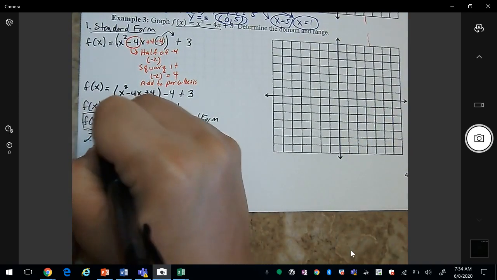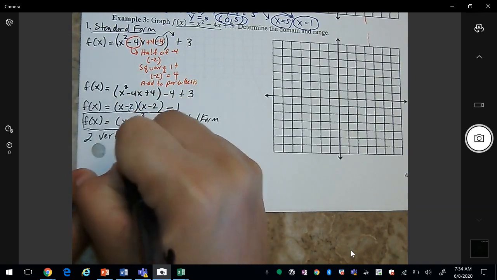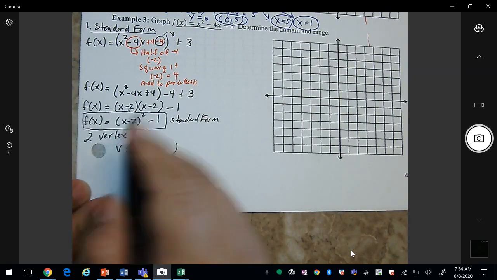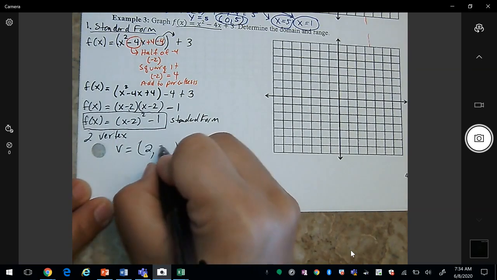So step 2 is to find the vertex. So here I have a negative 2, so my h is going to be the opposite, so positive 2, and then I keep my k as negative 1.